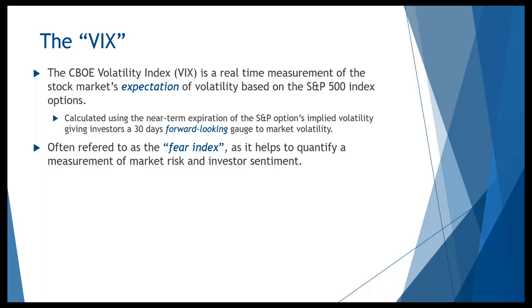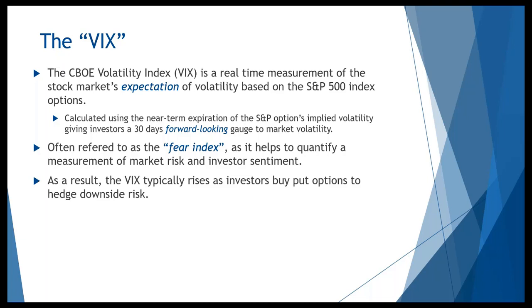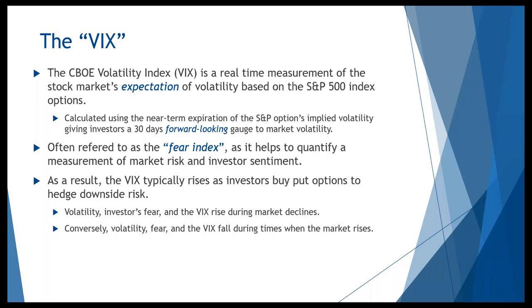So it's often referred to as the fear index, right? Because it helps to quantify a measurement of market risk, this volatility, uncertainty, and market participant investors' sentiment. So as a result, a rise in implied volatility, as investors reposition their portfolios because they perceive market uncertainty or risk, will buy put options. And so rising volatility, rising investor fear, and a rising VIX usually happen during market declines. And conversely, when volatility falls and fear falls, the VIX falls. And that's usually during times when the market rises.